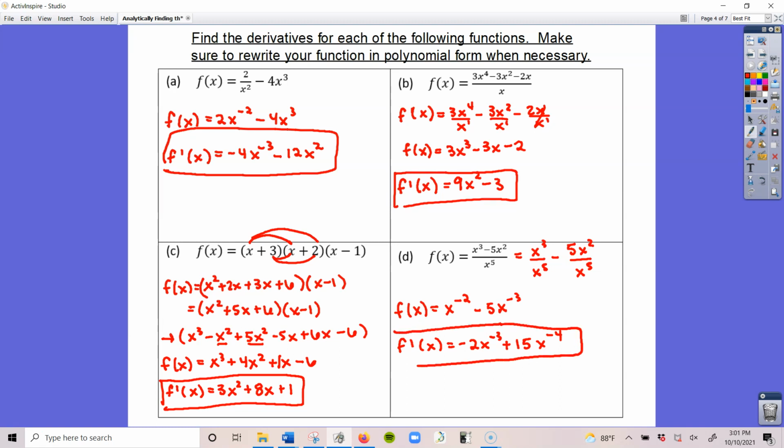Now I'm not going to make you rewrite this using only positive exponents, but if you wanted to, this would be the same thing as saying negative 2 over x to the third plus 15 over x to the fourth. Remember that if you have a negative exponent, that just means that it's in the wrong spot. So a negative exponent in the numerator means it belongs in the denominator, and you can change that exponent to positive. Or if you have a negative exponent in the denominator, then you can move it up to the numerator, and again, change that exponent to a positive.